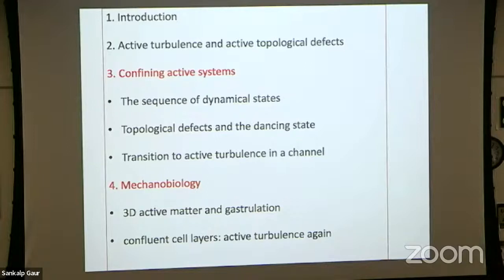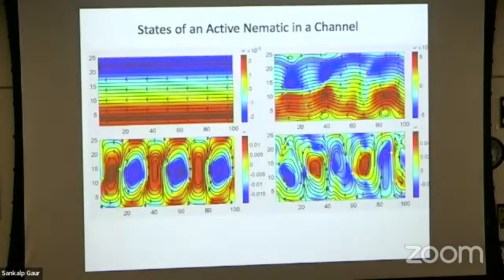So let me start by talking about the sequence of dynamical states, and then I'll talk about one particular dynamical state, which is rather cute, which we've called the Cayley dance state. And then I'll talk about the transition to active turbulence in a channel, because that's going to be relevant to what you're going to hear about next week or the week after from Nigel Goldenfeld. And at least one person in the audience is much more expert than me on this, so please feel free to chip in.